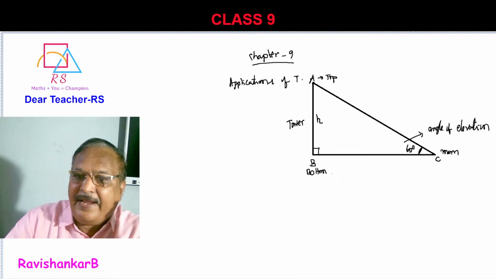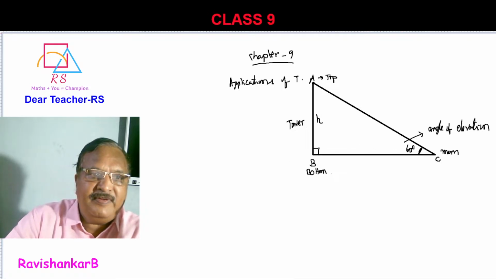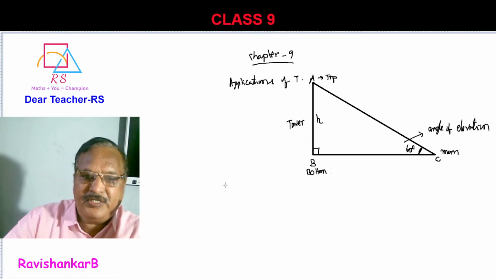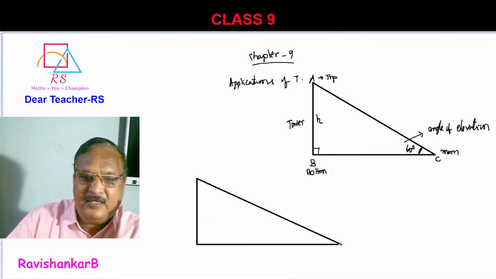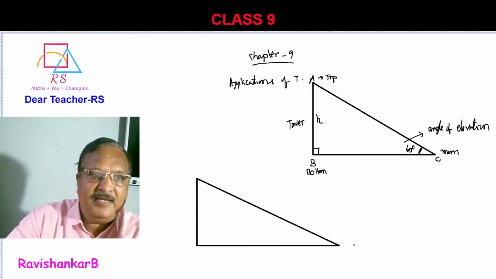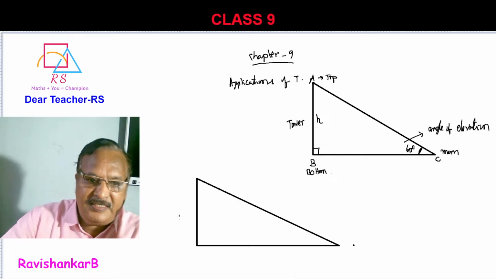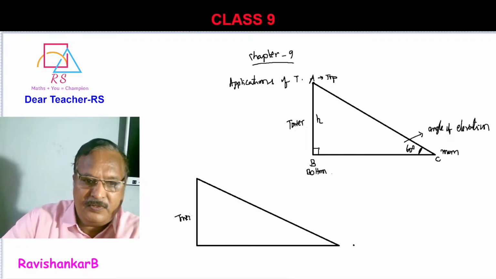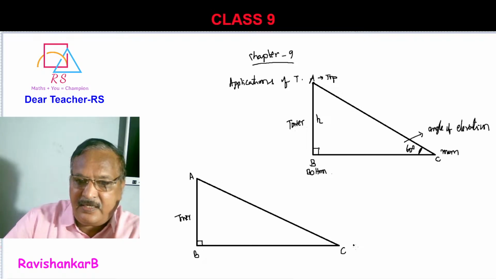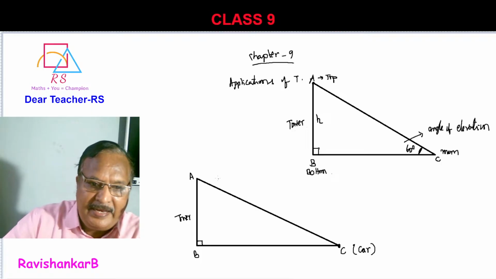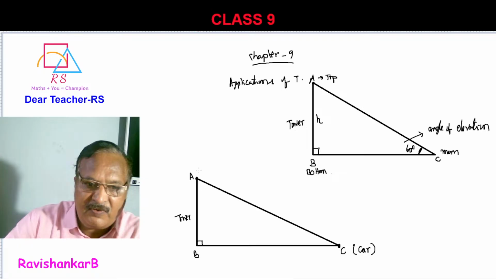So this is called angle of elevation. Now I will change the same story. Again I am taking a right angle triangle. Now AB is the tower and C is the car, a point. Now the man is on the top of the tower.